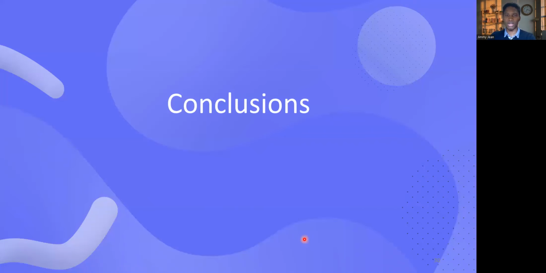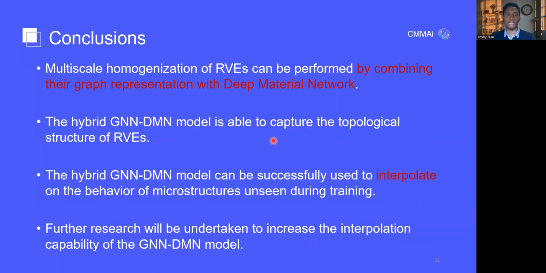Finally, for our conclusion, we've seen that multiscale modularization of RVs can be performed by combining the graph representation of RVs with a deep material network. Our hybrid GNN-DMN model is able to capture the topological structure of RVs. We've also seen that our model has interpolation capability, where it can interpolate on microstructures that it has not seen during training.